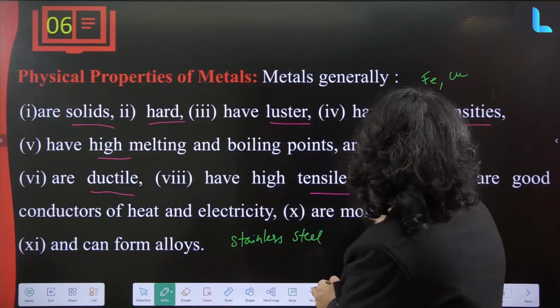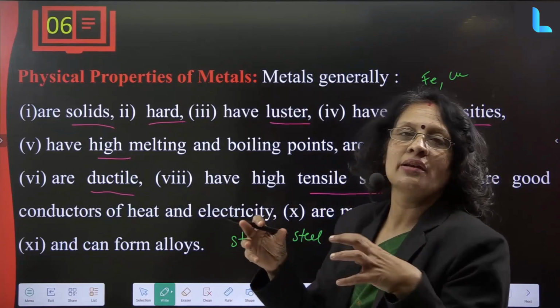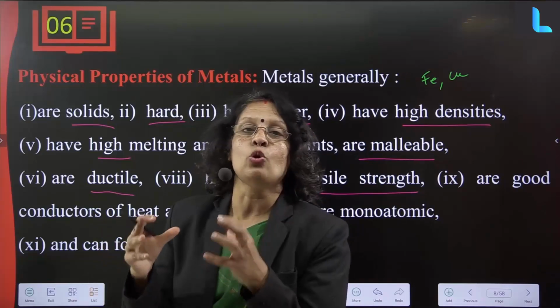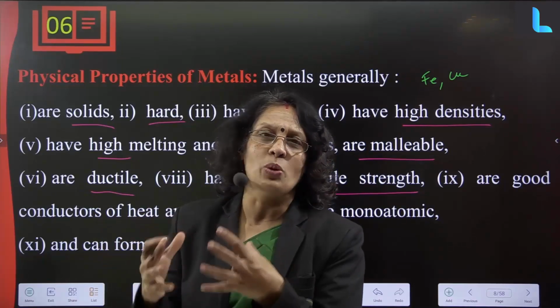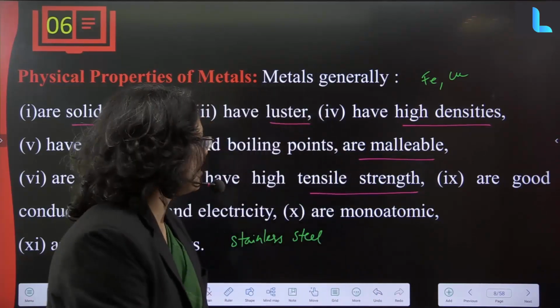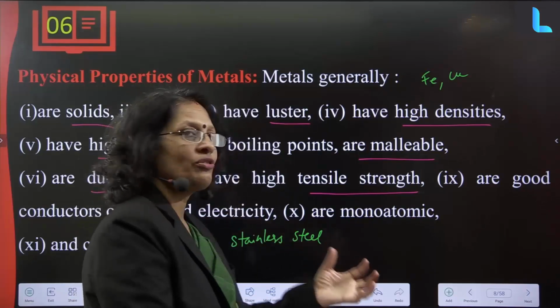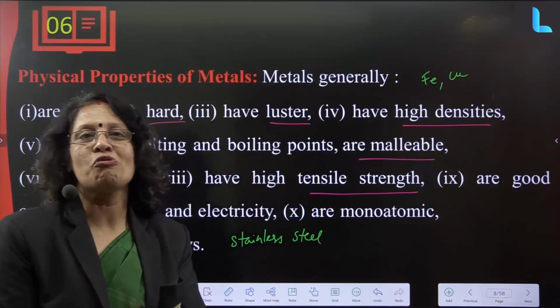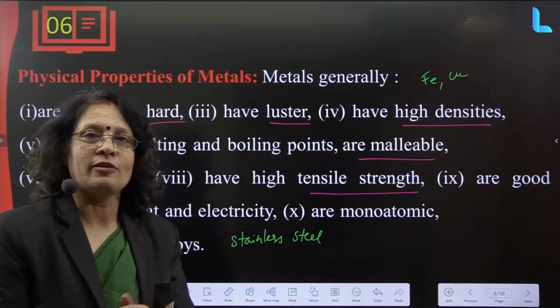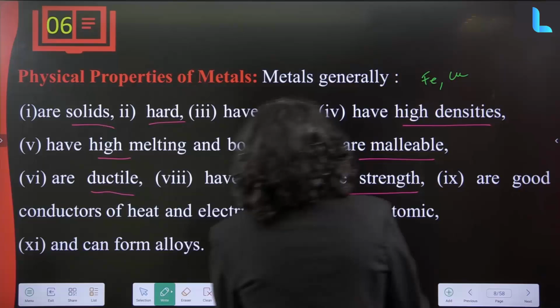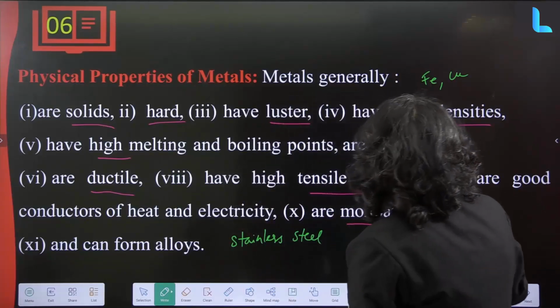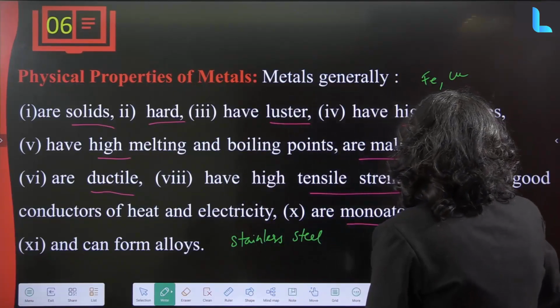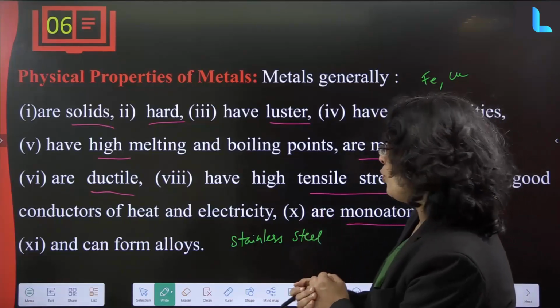They have high tensile strength, which means their load bearing capacity is very good. That is called tensile strength. And they are good conductors of heat and electricity. Generally copper and aluminium are used for all kinds of wiring in households. Why? Because they are very good conductors of electricity. They are monoatomic, like iron, where one atom is there, and copper, where a single atom is there, so they are called monoatomic.